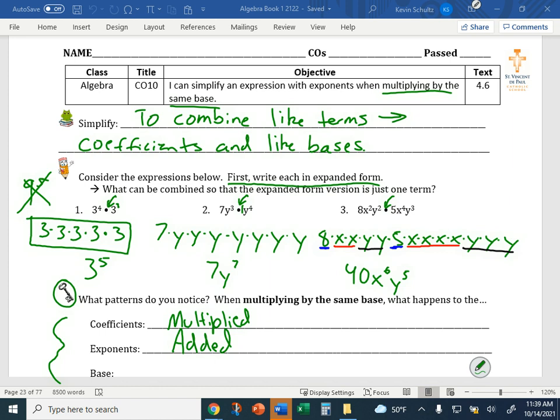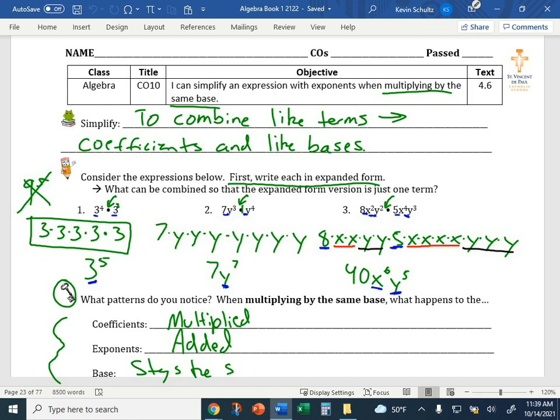And then how about those bases? Okay? What happened to our bases when we simplified here? We have a base of 3 and a base of 3. We end up with a base of 3. A base of y, a base of y. We end up with a base of y. Bases of x here, x down there, y down there. What happens to the bases? Leah? It stays the same. Nothing happens.